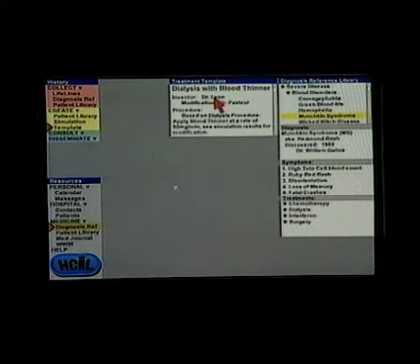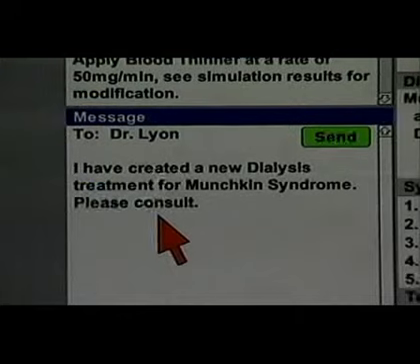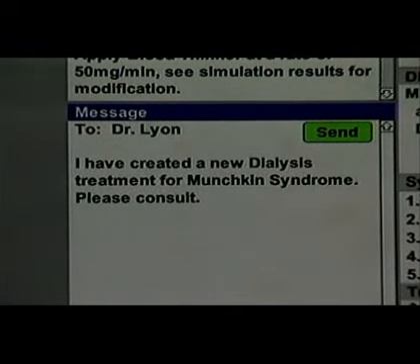However, he notices that Dr. Lyon is the inventor, and Dr. Lyon was a good friend of his way back in medical school. And so he decides maybe he'll consult with Dr. Lyon. He selects Dr. Lyon's name. He goes to his message resources and pastes Dr. Lyon's name in a message and types, "I have created a new dialysis treatment for Munchkin syndrome.